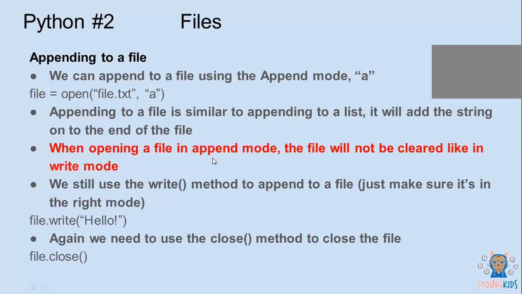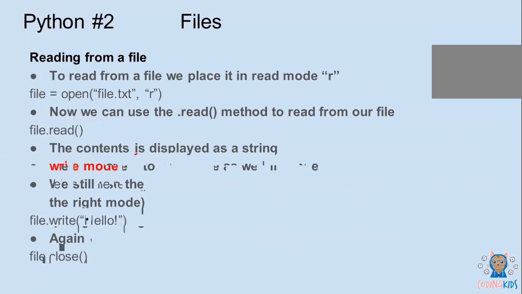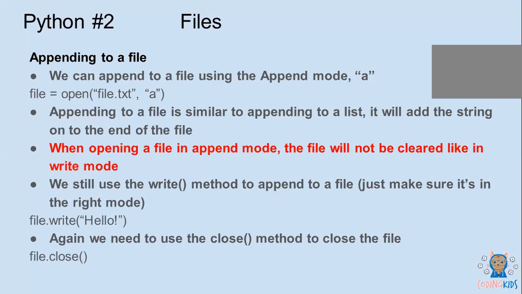When opening a file, you can see I've written some things in red. That means they are really very important. When opening a file in append mode, the file will not be cleared like in write mode. So if we are opening in write mode, a file that already exists will clear its content. But if we open it in append mode, the file will not be cleared, because we are adding.